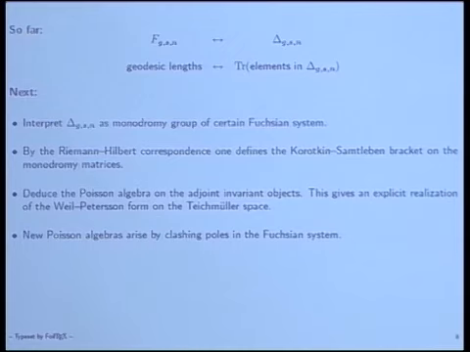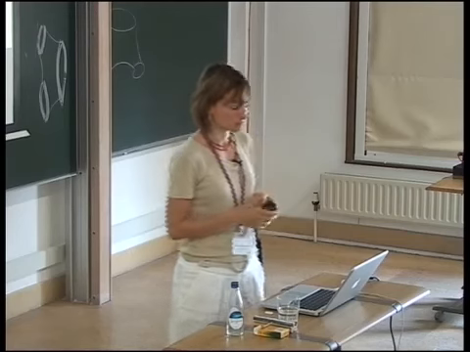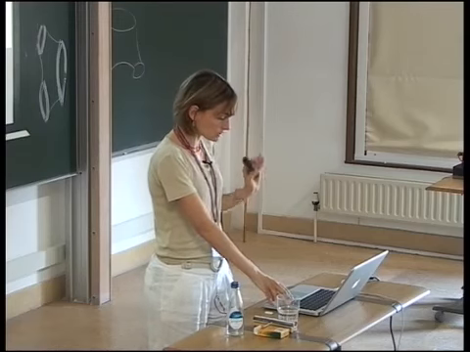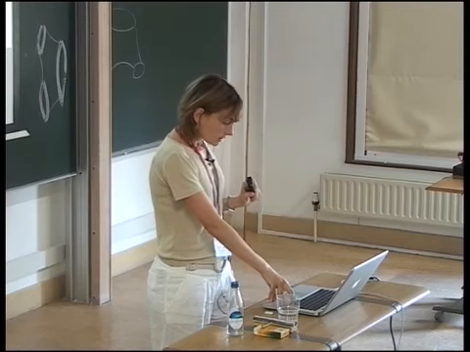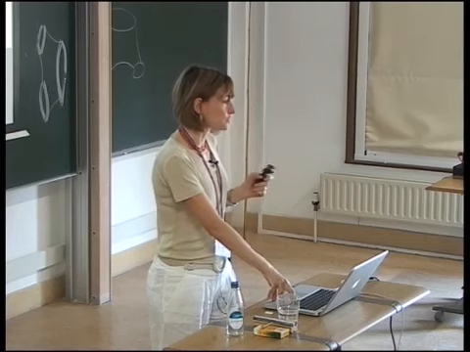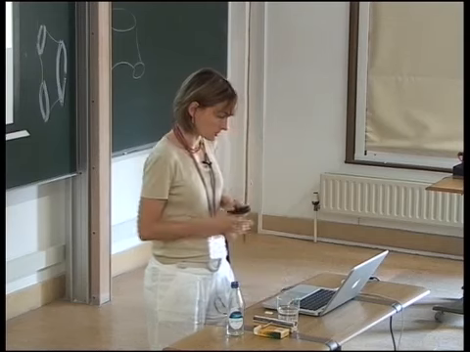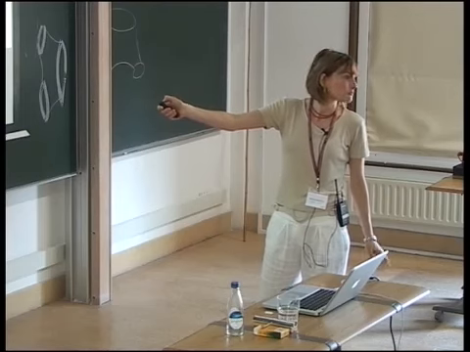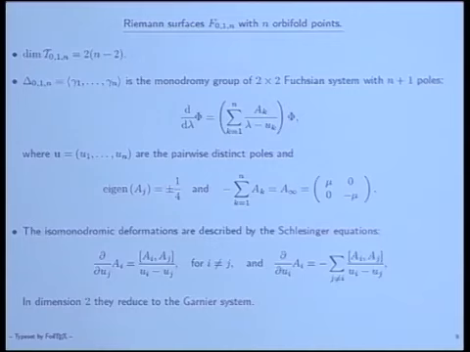And then the most interesting fact is that we then start clashing poles in the Fuchsian system. And then repeating the procedure, we find new Poisson algebras on the result. Okay, so that's what I'm going to realize today in a very specific case. So this is the program in general, and we are fairly confident that it's going to work. However, for the moment, it only works for a very specific case, which is a Riemann surface of genus 0, so a sphere, with one hole and n orbifold points.